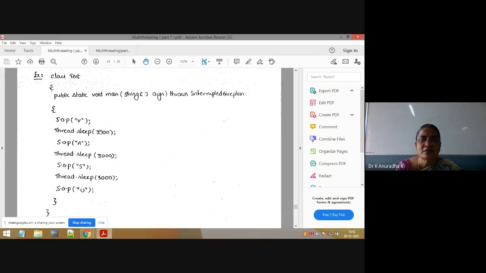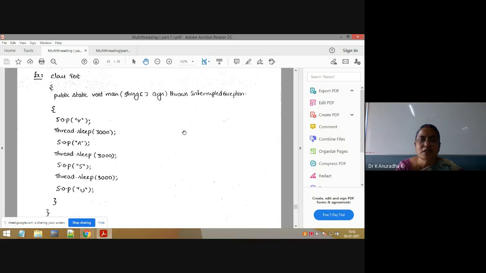Using this statement, it will take rest, meaning Thread.sleep(3000). What does it mean? From the running state, that thread will go to the sleeping state and it will sleep for 3000 milliseconds. After completion of that time, again from the sleeping state, it will go to the ready state. Next, from the ready state, again it will go to the running state.